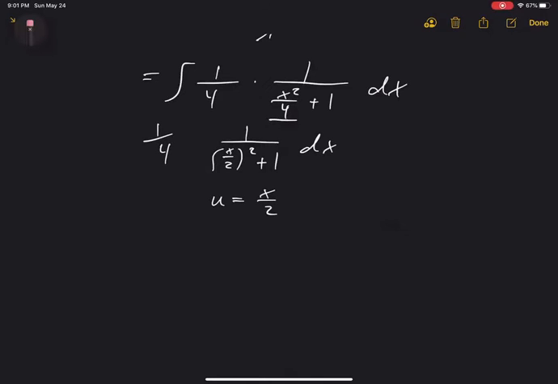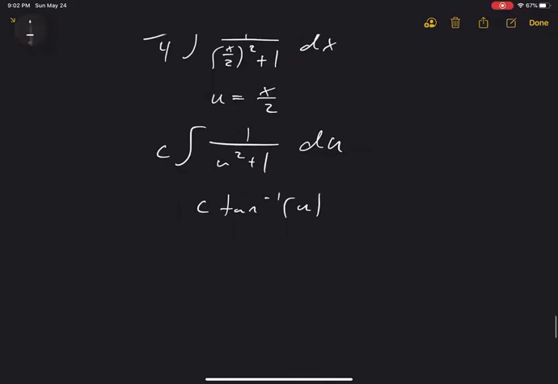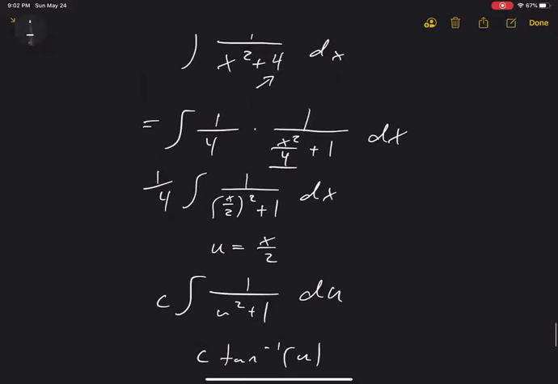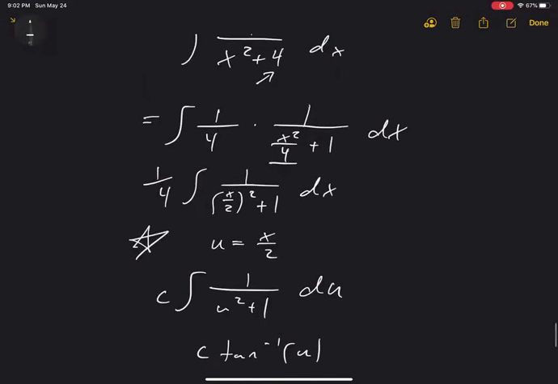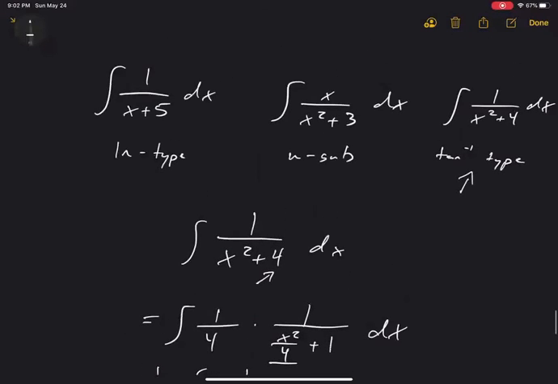And then it should basically transform this into an integral where we have a constant c, and then we have 1 over u squared plus 1 du after this u sub. And then this will be tan inverse u times a constant, and then we undo our substitution and get a constant times tan inverse of x over 2. Okay, so that's why I call this a tan inverse type integral up here, because after a u substitution, it's going to be a tan inverse integral.